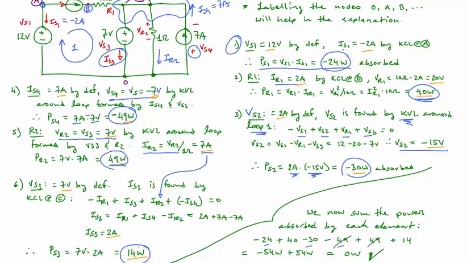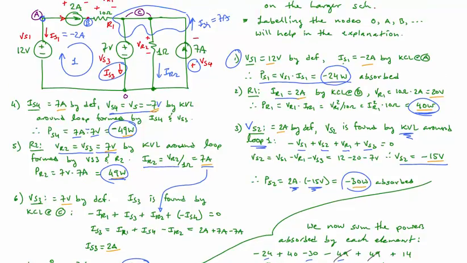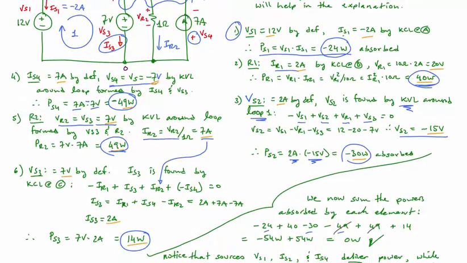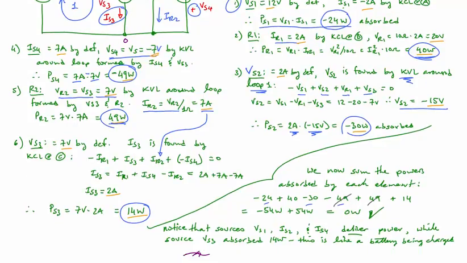And for PS3, there is actually a power that is absorbed. So the other sources are delivering a net amount of power. This one is absorbing a net amount of power. Now, we add all of these powers together. Minus 24 watts, plus 40 watts, minus 30 watts, minus 49 watts, plus 49 watts, and plus 14. And when you add those together, they add up to 0. And so we either have the right answer or we made 2 mistakes or more such that they cancel each other. And I think in this case we have the right answer.